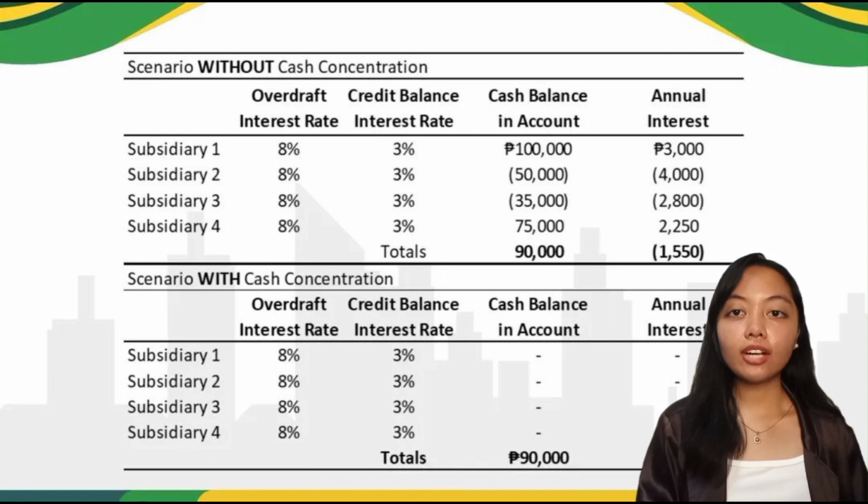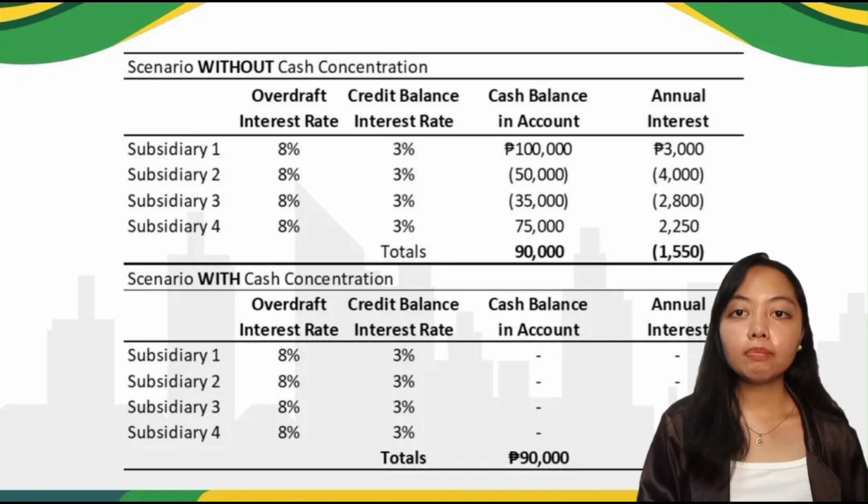Subsidiary 1 has a credit balance of 100,000 pesos. It will be multiplied by 3% interest rate and the result is 3,000. Subsidiary 2 has a debit balance of negative 50,000 multiplied by 8% bank overdraft charge equals negative 4,000. Subsidiary 3 has a debit balance of negative 35,000 pesos multiplied by 8% bank overdraft charge equals negative 2,800.